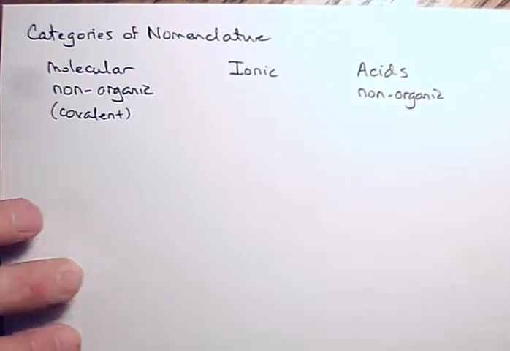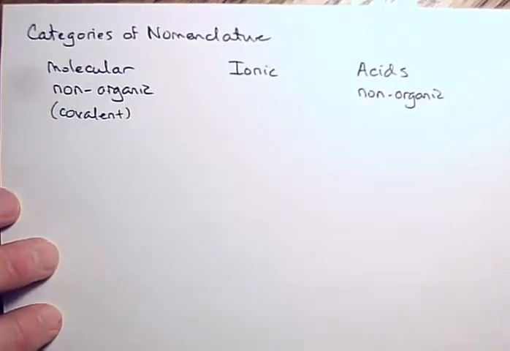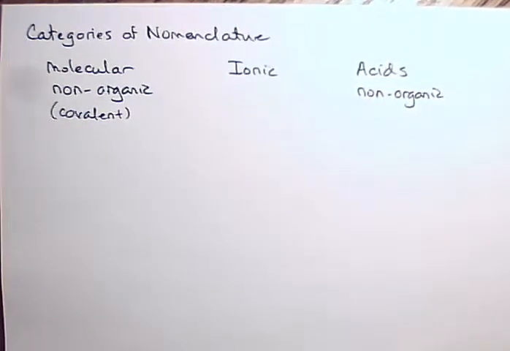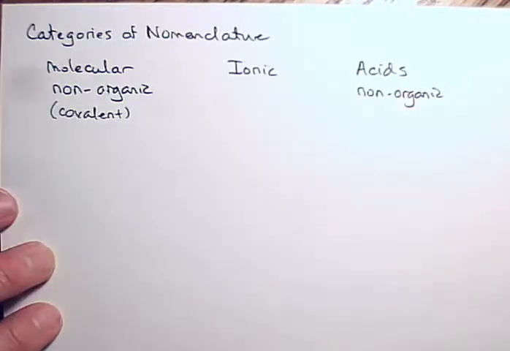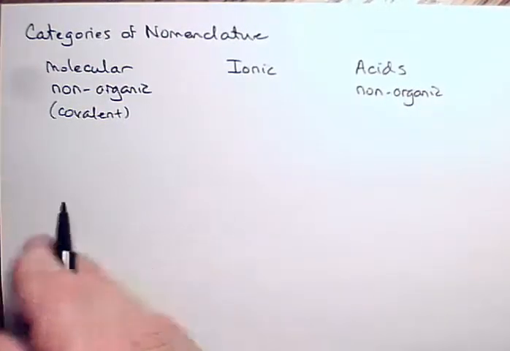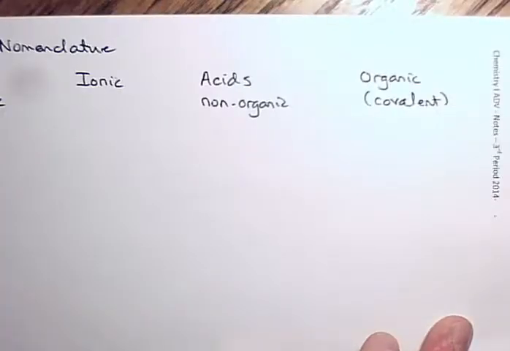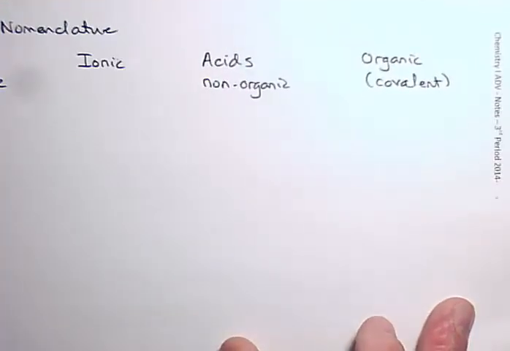Now, there were a few network covalent structures that we looked at on a video, but those are kind of a separate thing. You kind of need to know what a network covalent structure means and what an allotrope is, but that's kind of a separate category from nomenclature. Organic covalent.